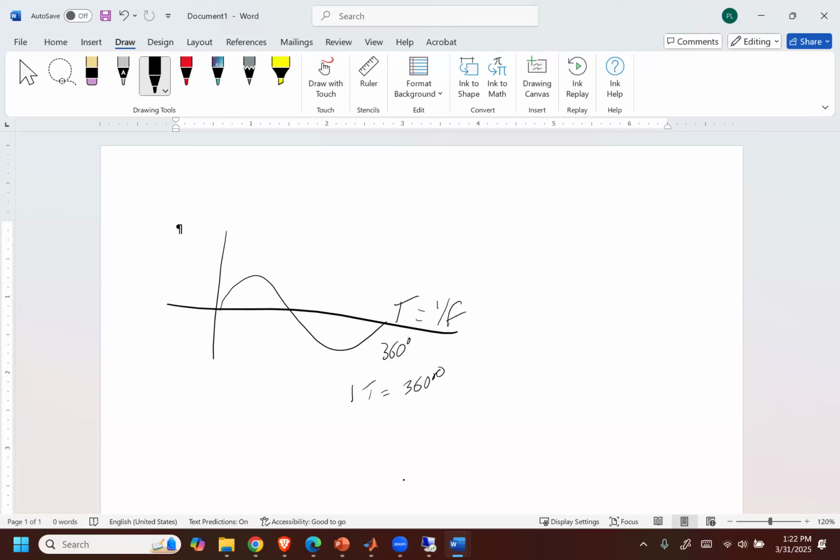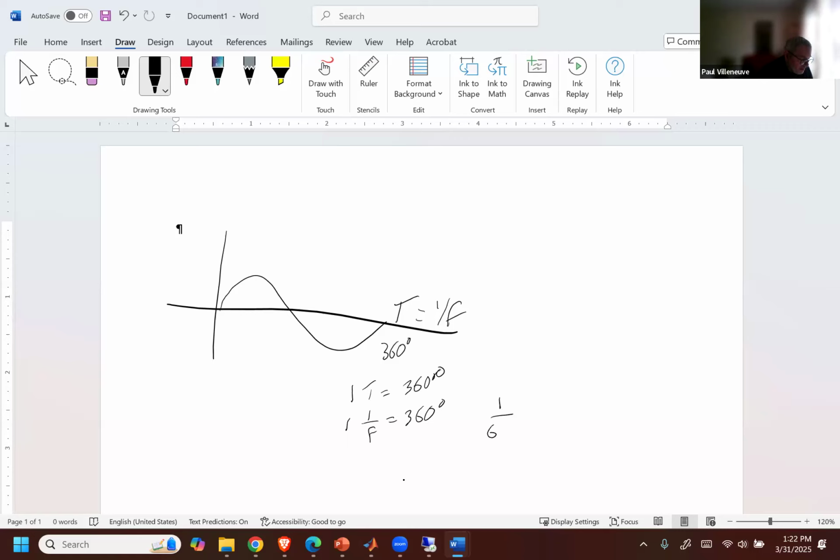So that's true. And Arthur gave us a hint. He said period equals 1 over the frequency. So 1 times 1 over f is equal to 360 degrees. If we're assuming 60 hertz, 1 over 60 hertz really has units of seconds, right? Because 1 over f is seconds, but f is hertz, which is 1 over seconds, equals 360 degrees, right? So far, so good.